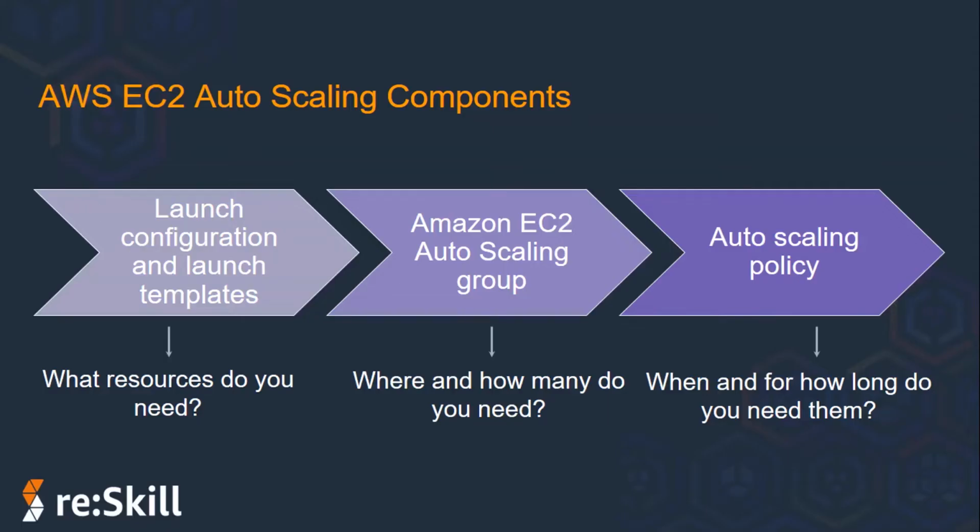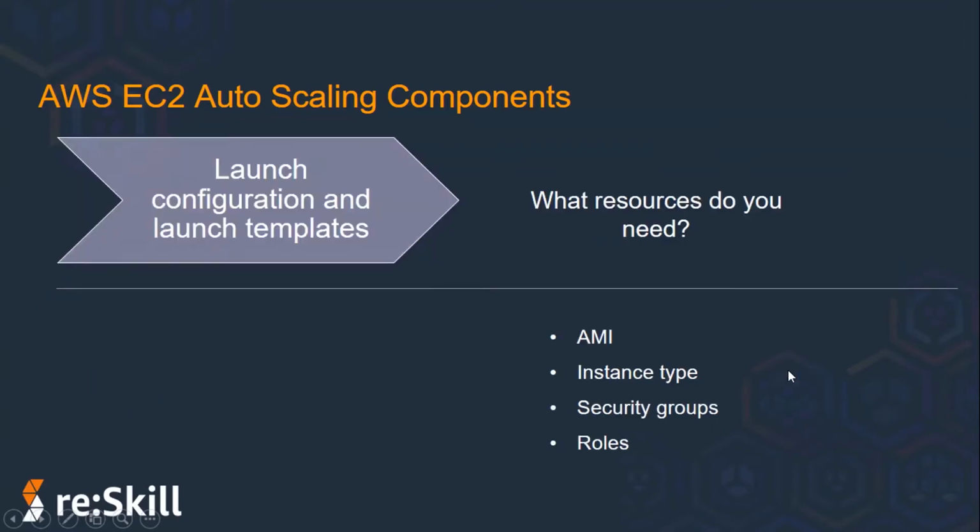So when you work with Auto Scaling, what components do you encounter? First will be the launch configuration and launch templates, which will define what resources you need, like what security group to be used, what key pair to be used, what instance type, AMI ID and all. Then the EC2 Auto Scaling group, where and how many instances you need, and when and for how long you need them will be defined by the Auto Scaling policy. So let's first discuss the launch configuration and the launch templates.